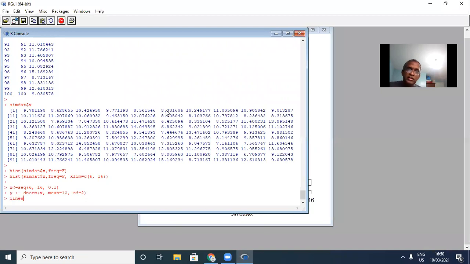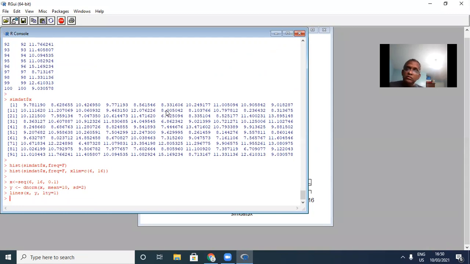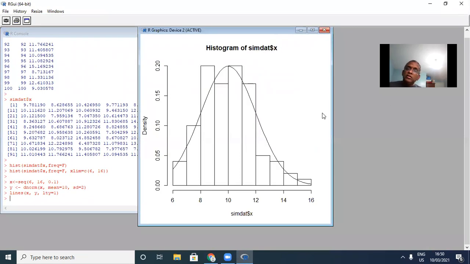And finally, you use the lines command, x, y, line type is 1. And this is what you see. As you can see, the normal density is a good match to the histogram, because that's what you would expect anyway, since the data was actually simulated from a normal with mean parameter 10 and standard deviation 2. All right, so this is the first part of exercise 5, and the 2 remaining parts are similar. So I hope you can do them by yourself.